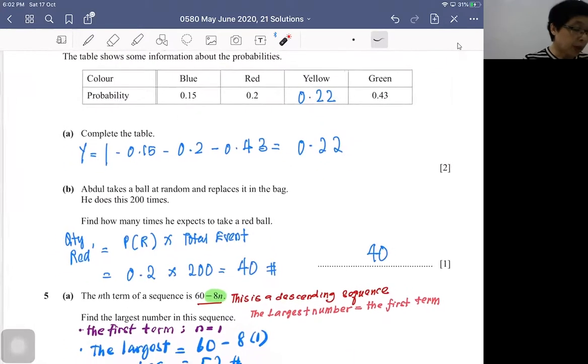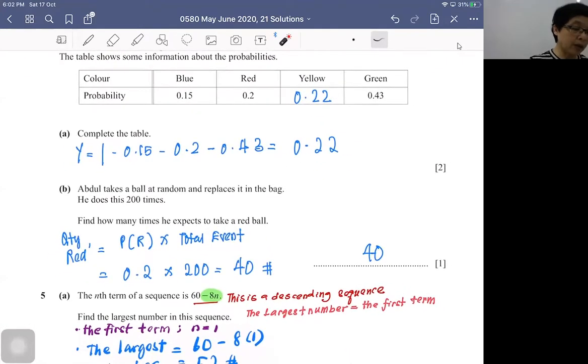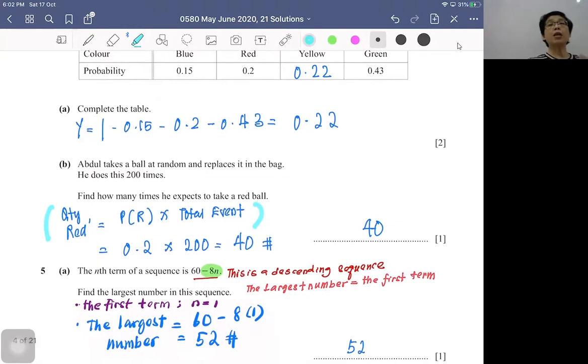Now part B, Abdul takes a ball at random and replaces it in the bag. He does this 20 times. Okay, how many times does he expect to take a red ball? Right, so I put down here, this is one of the main and easy guides for us in order to find how many successful times we're able to achieve.